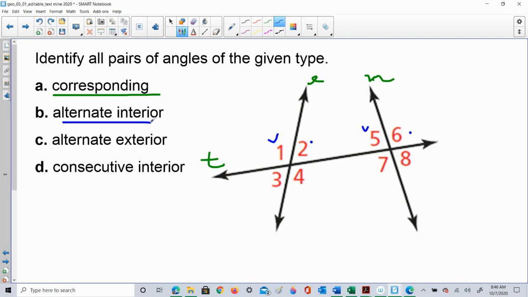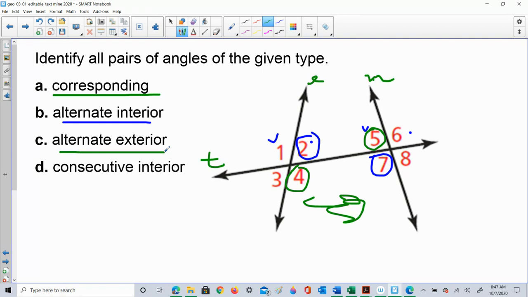Alternate interior angles. Where are those? Well, 2 and 7. Alternate sides of the transversal, inside the two given lines. Another pair, 4 and 5. Opposite sides of the transversal, inside the two given lines. So there's two pairs of each of these.